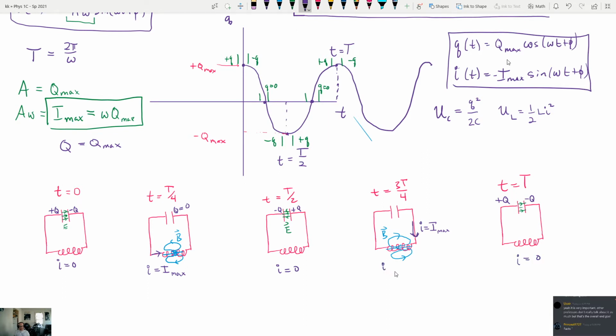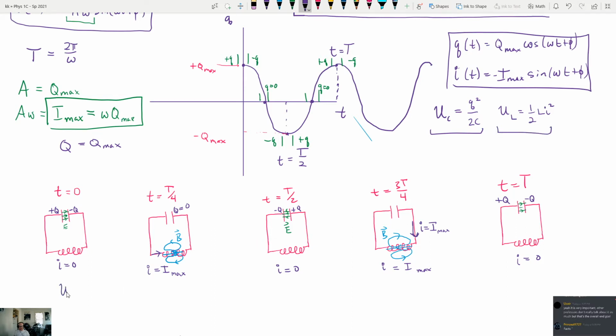So you go from I equal to 0 to maximum to 0 to maximum. And in between these stages, you have both charge and current. And in general, what happens is that in this position, all of the energy is stored in the capacitor. In the second position, all the energy is stored in the inductor. And then it just oscillates back and forth, right?